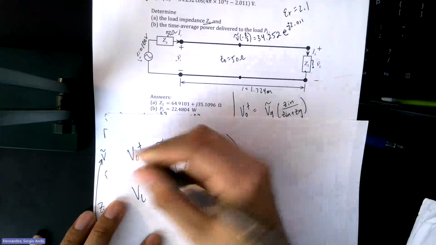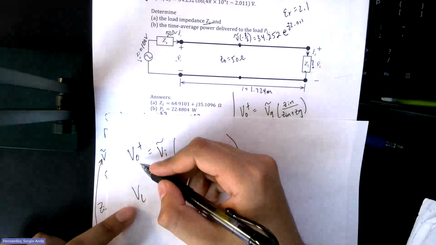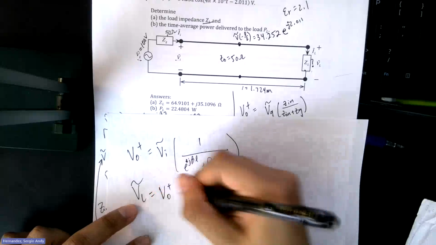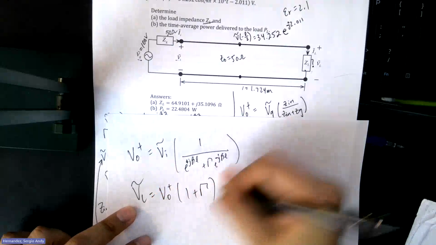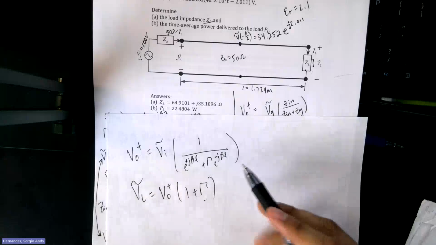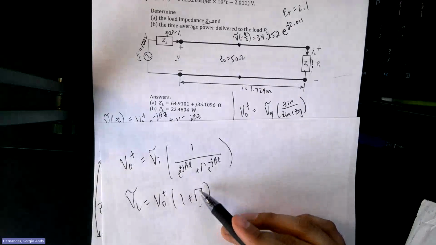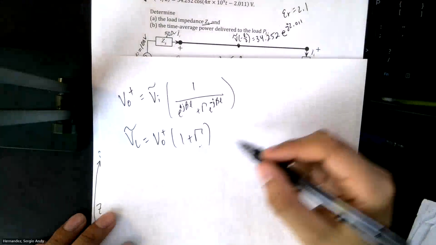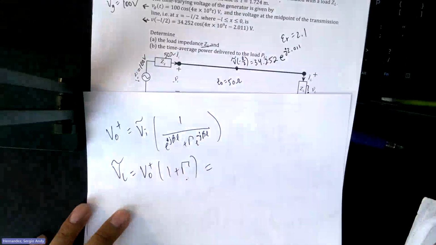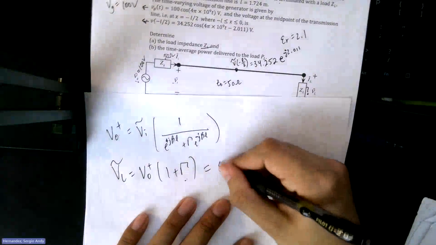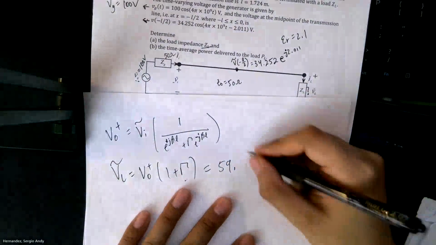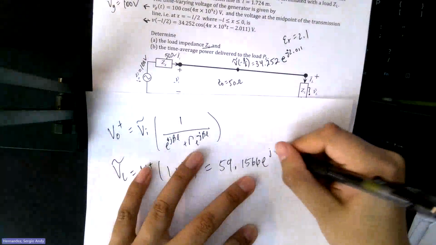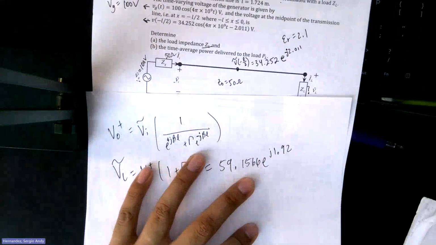And then with this voltage amplitude, you're able to find the voltage across the load, which is that simple formula, plus 1 plus gamma. This is the gamma you solve for in that huge mess of an equation, which will net you 59.566 e to the j 1.92.